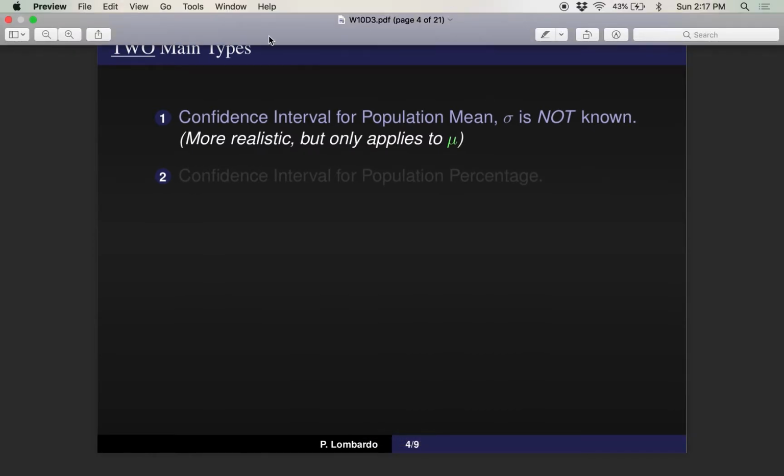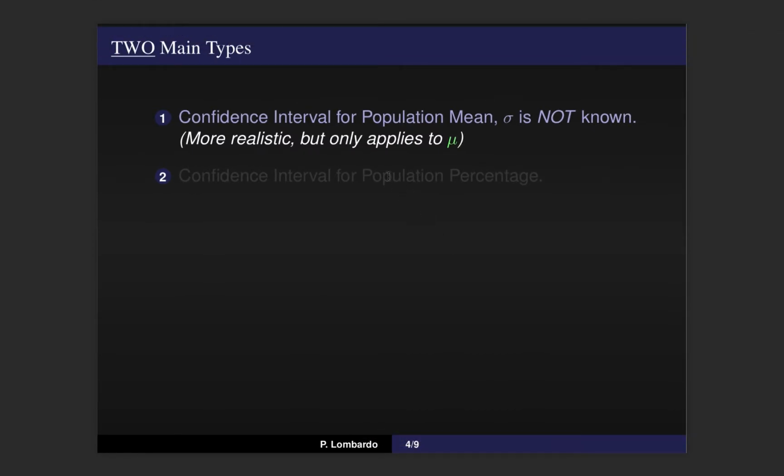Pragmatically speaking, though, we really only care about two different types of confidence intervals. The one we went over in our last lecture is an estimate for a population mean, where we drop the assumption that we know the population standard deviation. Not only is this more realistic, but this is the one that you actually see used in practice by researchers.